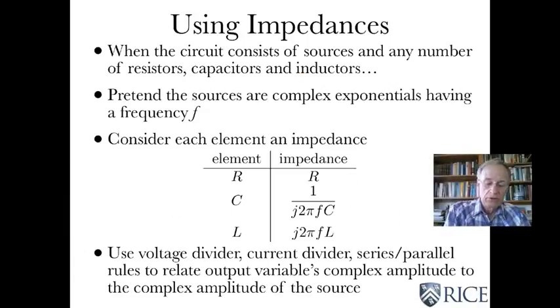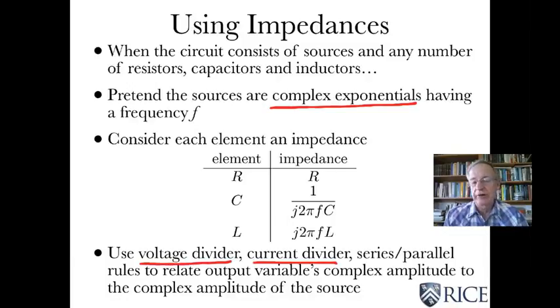So, when the circuit consists of sources and any number of resistors, capacitors, inductors, it doesn't really matter. You can pretend the sources are complex exponentials having some frequency f, and then you consider each element to be an impedance, a complex valued resistor. And now you can use all the tools we've already had, voltage divider, current divider, series parallel rules, to figure out how the output's complex amplitude is related to the complex amplitude of the source.